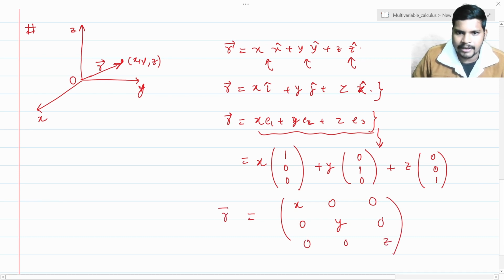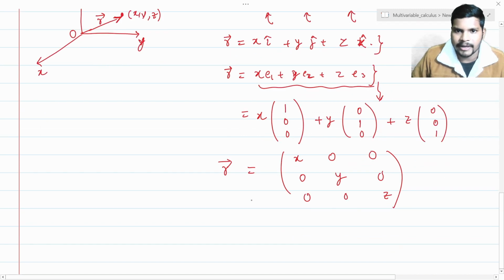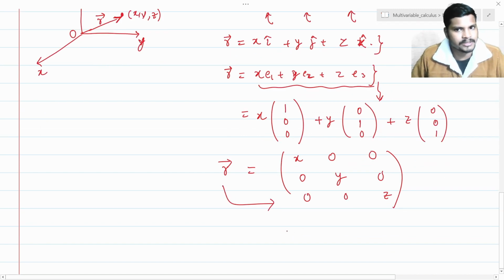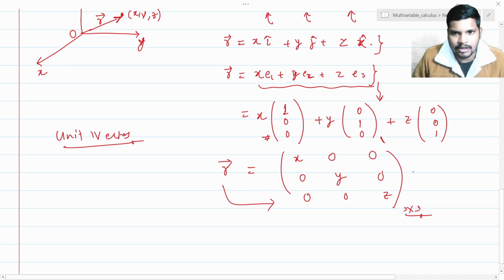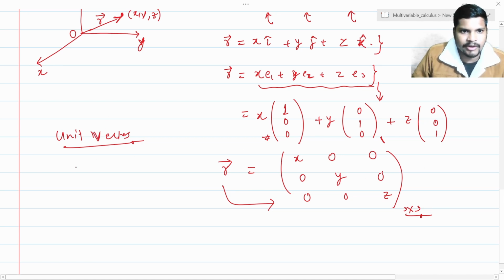So this r vector is basically a part of a matrix. You can also think of it as a matrix. Now this is basically a 3 cross 3 matrix. These 1 0 0, 0 1 0, 0 0 1 are called unit vectors. Since we are in 3 dimensions, you see 3 components. Otherwise, for n dimensions, we have n coordinates. So these are called unit vectors or the basis vectors.